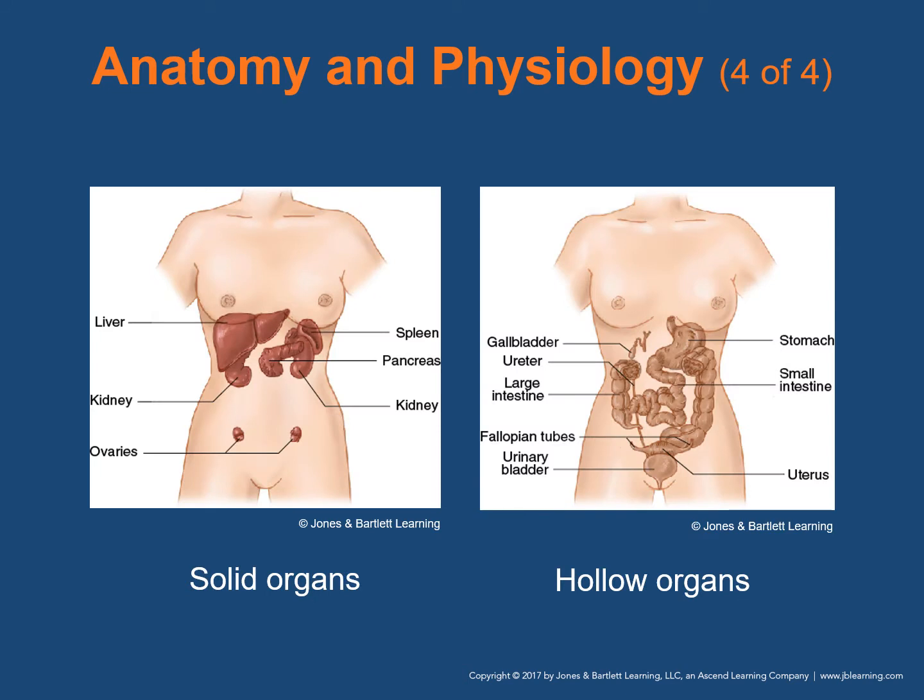This kind of gives you just a picture of where the solid and the hollow organs lie within the abdominal cavity. So the liver is actually right there up against the diaphragm, as is the stomach. And remember, based on anatomy and physiology, that you're looking at about 5 feet of small and large intestine winding through the abdominal cavity.